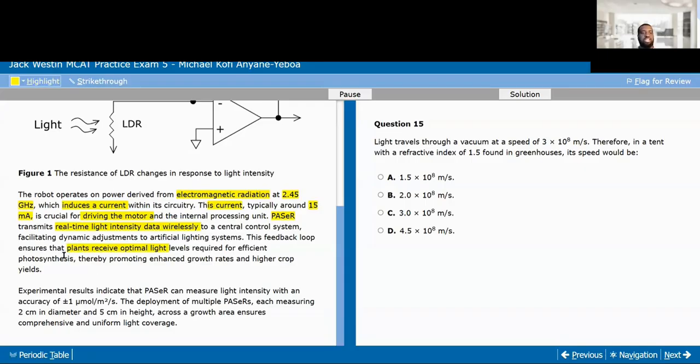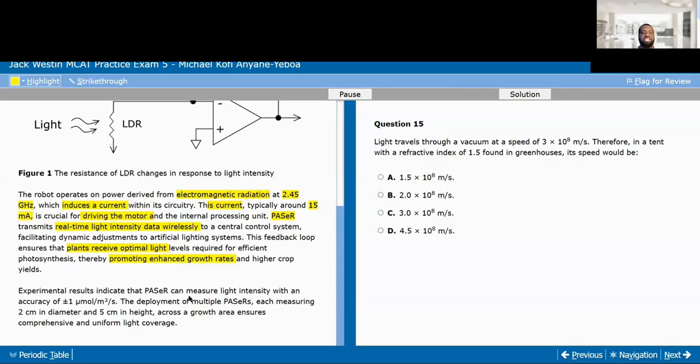And this optimal light for efficient photosynthesis, thereby promoting enhancement. So this optimal light enhances the growth of the plant, right? So you see, there's a whole lot of things they've written in here. What are they really trying to tell you? All of these words, what are they trying to say? PASER, real-time light intensity data wirelessly. Why? So that plants receive optimum light and it will promote and enhance growth rates.